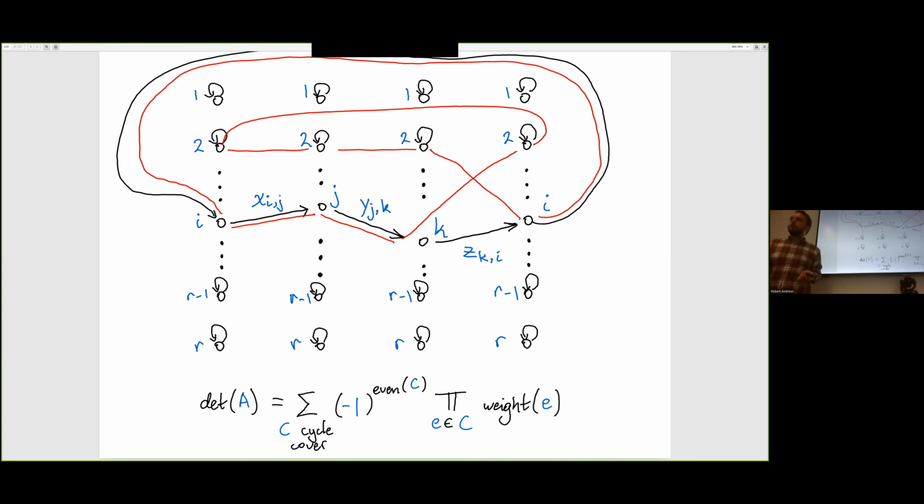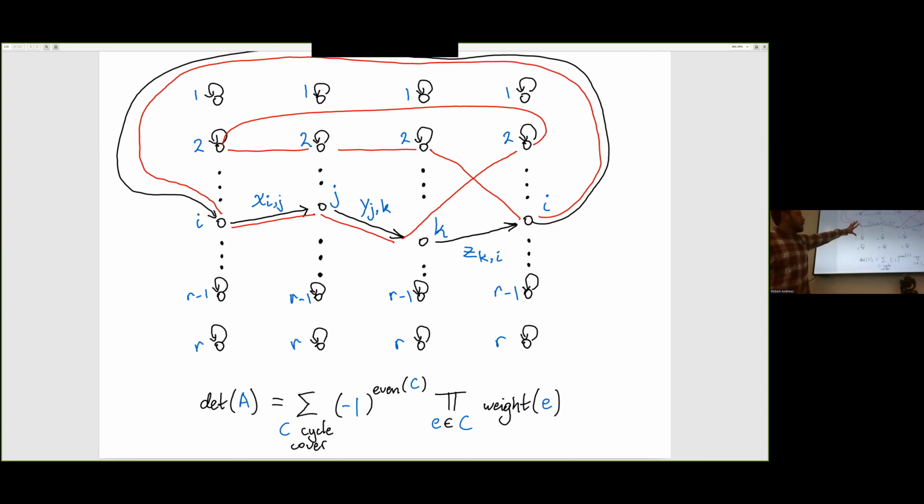But you could just add a source and a sink and fix this problem. If there's a unique source and a unique sink, then a cycle cover must pass through this. You can't repeat it. Yeah, but it still will forget where it came from. So that's the problem. I need to remember that I started at I and I'm ending at I. Okay, sure.